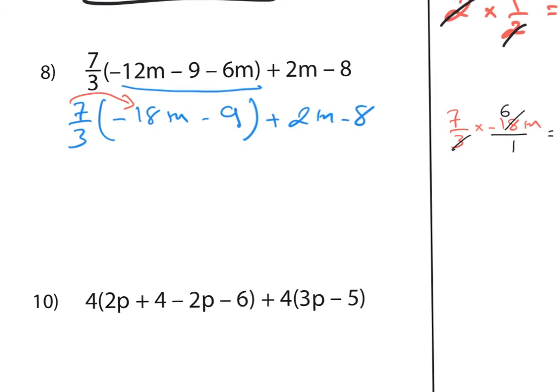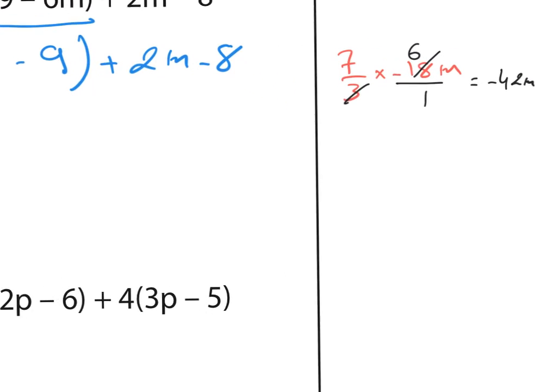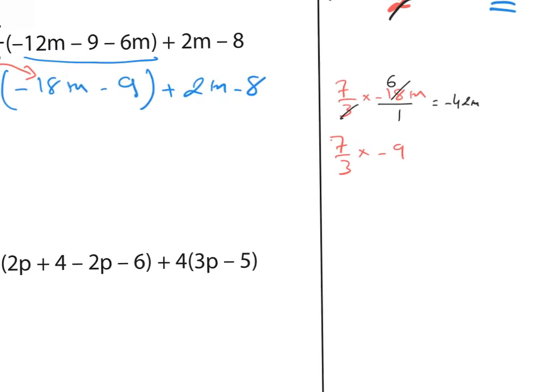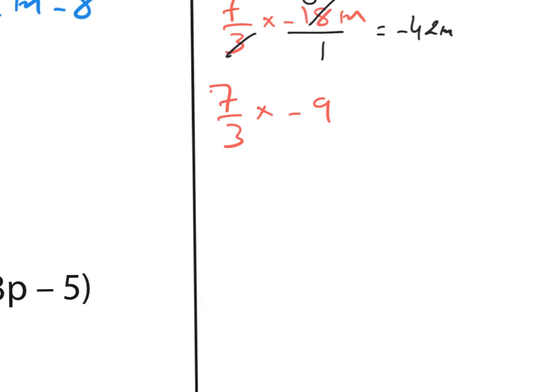And then we have 7/3 times negative 9, right? As you can see, we can simplify 9 with 3. 3 goes into 9 three times. So we have 3 there. So 7 times negative 3 will be negative 21, right?